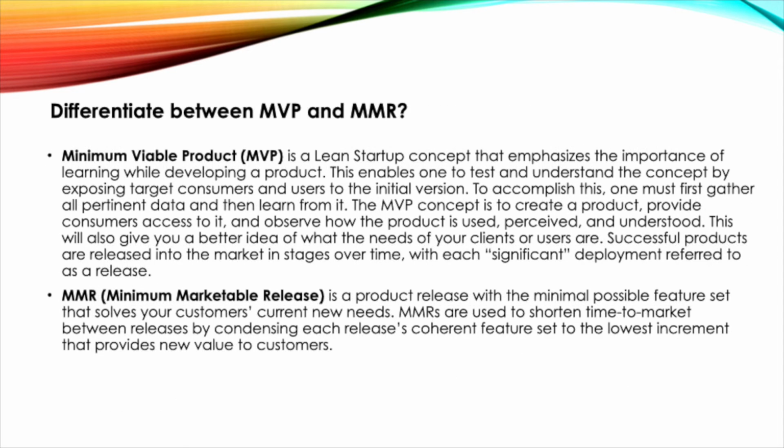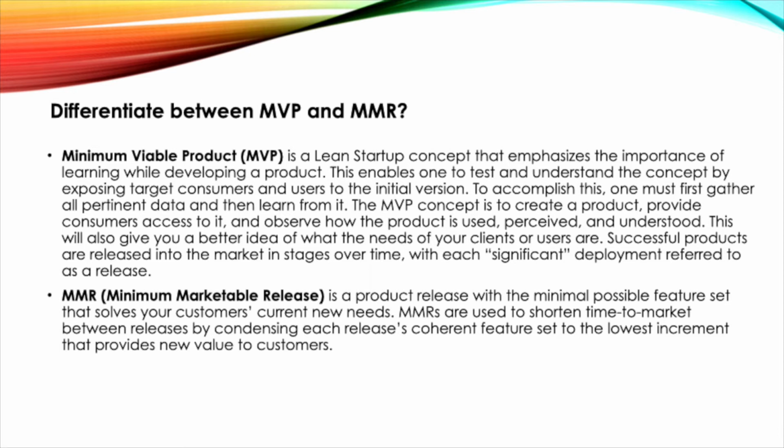Differentiate between MVP and MMR. Minimum Viable Product, MVP, is a lean startup concept that emphasizes the importance of learning while developing a product. This enables one to test and understand the concept by exposing target consumers and users to the initial version. To accomplish this, one must first gather all pertinent data and then learn from it.